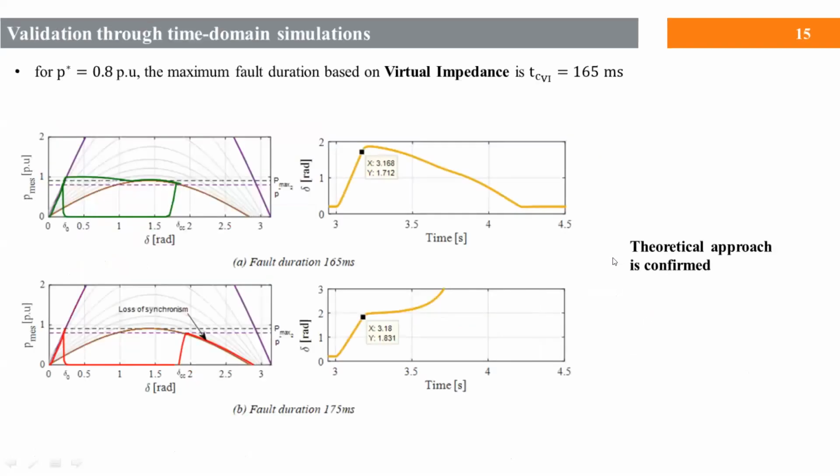To validate the proposed theoretical approach, time domain simulations are performed, and it can be noticed for VI that the theoretical curves match the dynamic curves obtained from time domain simulation. We took two fault durations, one lower than TCVI, and the second one higher than TCVI. In the first case, we see that we recover stability at the operating point, and in the second case, the angle diverges, and then we lose the synchronism.